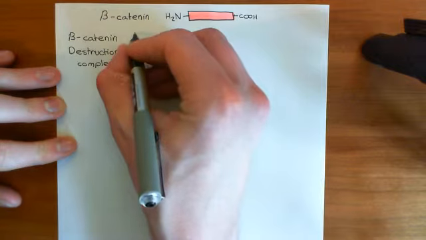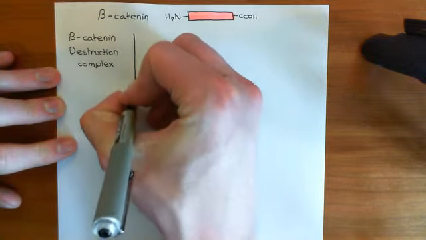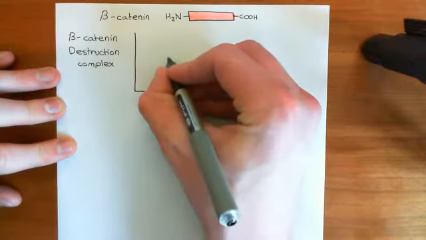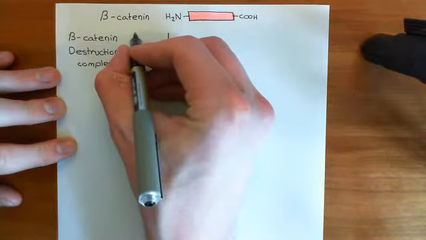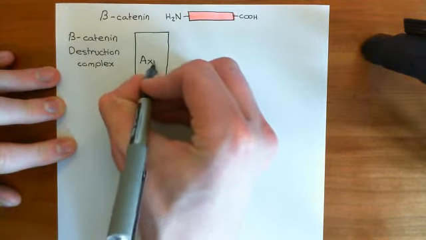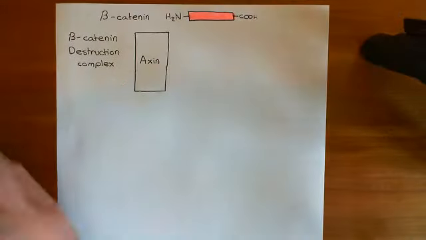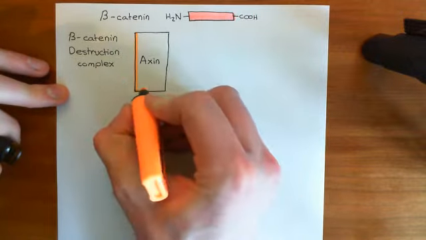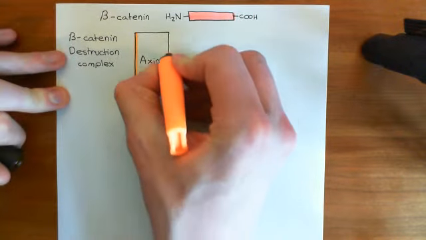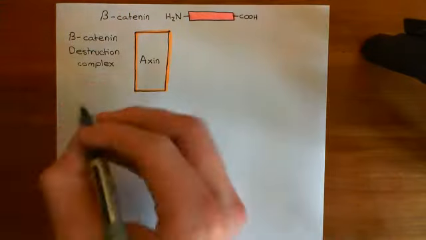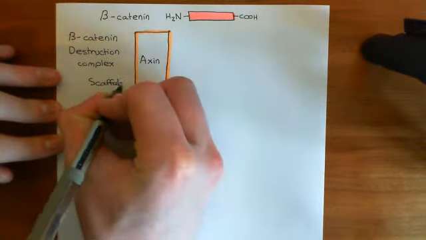Right. So basically, the first component of this beta-catenin destruction complex that I want to discuss is a scaffold protein known as axin. So this rectangle here is going to represent the scaffold protein axin. I'm going to colour this protein in orange. A scaffold protein is just a protein whose function is just to bind to other proteins. So axin here is an example of a scaffold protein.